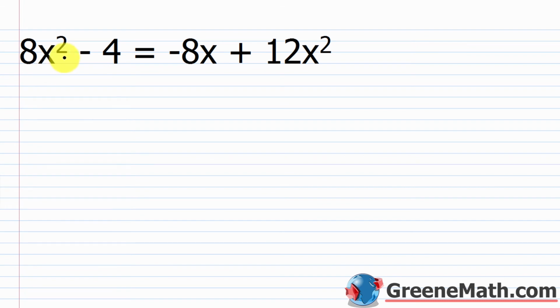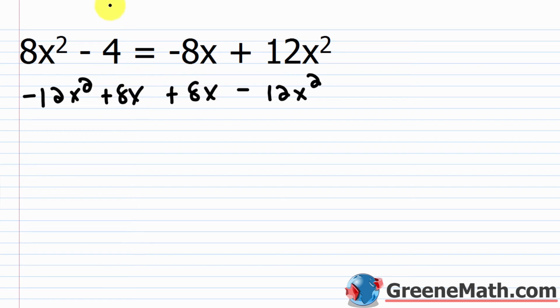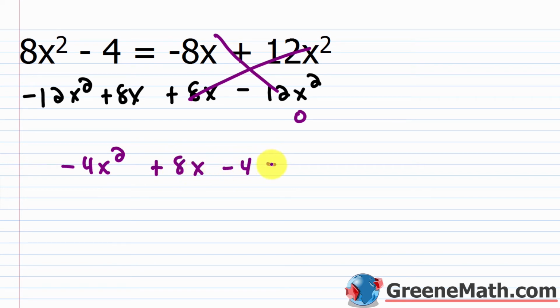So we have 8x squared minus 4 is equal to negative 8x plus 12x squared. So again, clean this up, put it in the format of ax squared plus bx plus c equals 0. So I'm just going to subtract 12x squared away from each side of the equation, and I'm going to add 8x to both sides of the equation. So this is going to cancel and become 0. I'm going to have that 8x squared minus 12x squared, which is negative 4x squared. And then we have plus 8x, and then minus 4 is equal to 0.